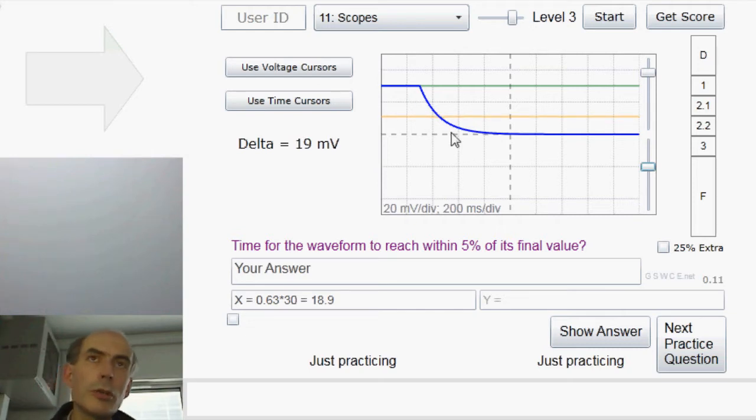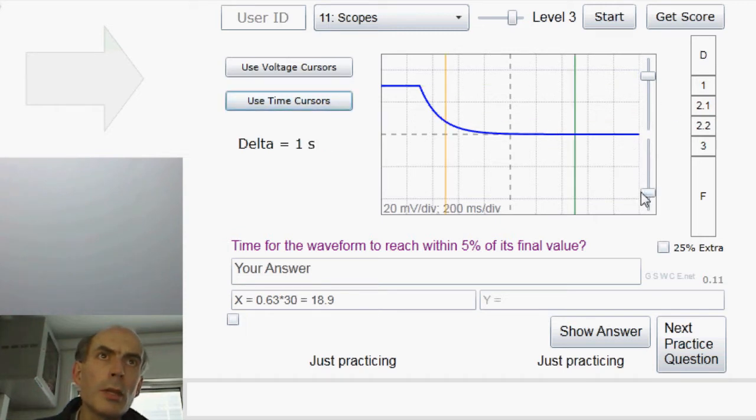That's going to be pretty close. So it's that amount of time from where it starts there to where it hits that value there, which is about halfway up this division. Flip over to the time cursors, move this one to that point there. Once again, you can use the left and right cursor keys to get this. I think it's about there, would be where I'm after.